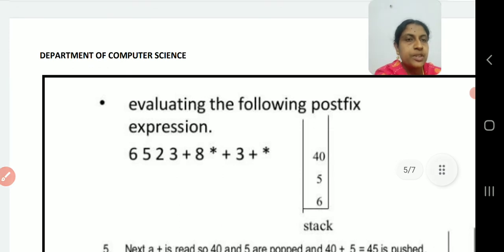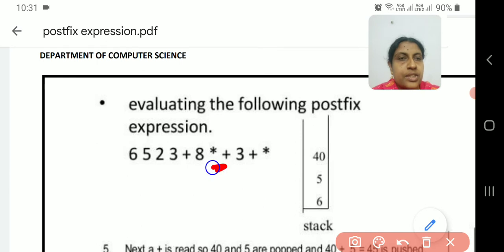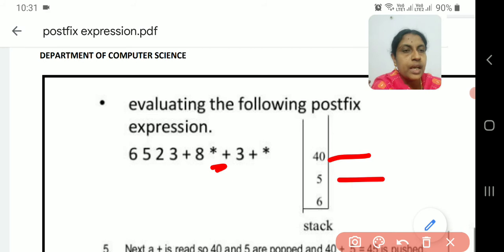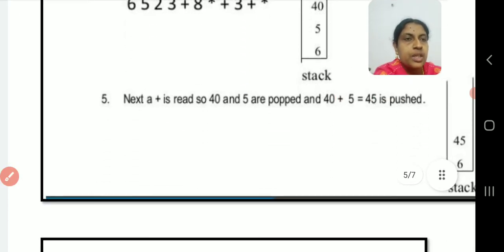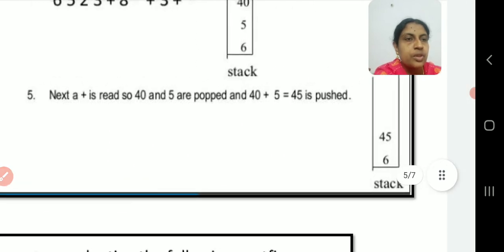So this is the expression we have taken. We have come up to this asterisk. Then plus is there. Plus means once again an operator. For an operator, what should we do? Remove the last two values. So it will remove 40 and 5, and which symbol is used? Plus. So it will add 40 plus 5, 45. Once again it will push 45 into the stack. You could observe, 45 is pushed into the stack.